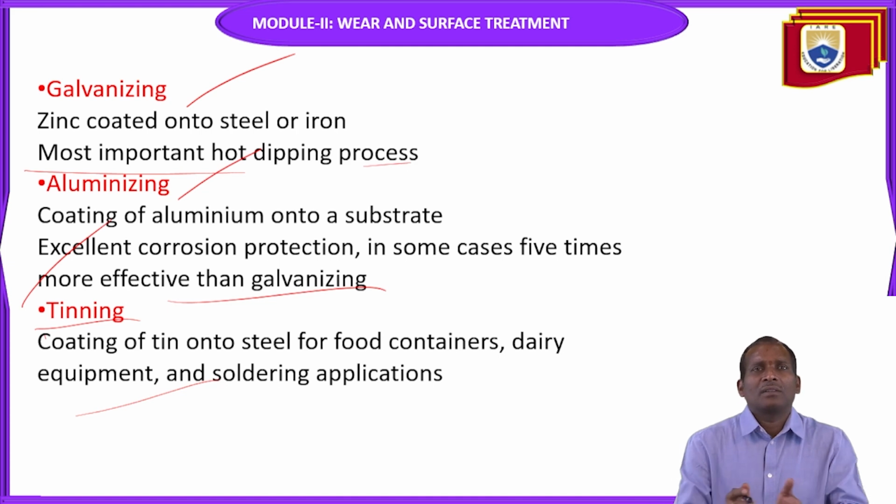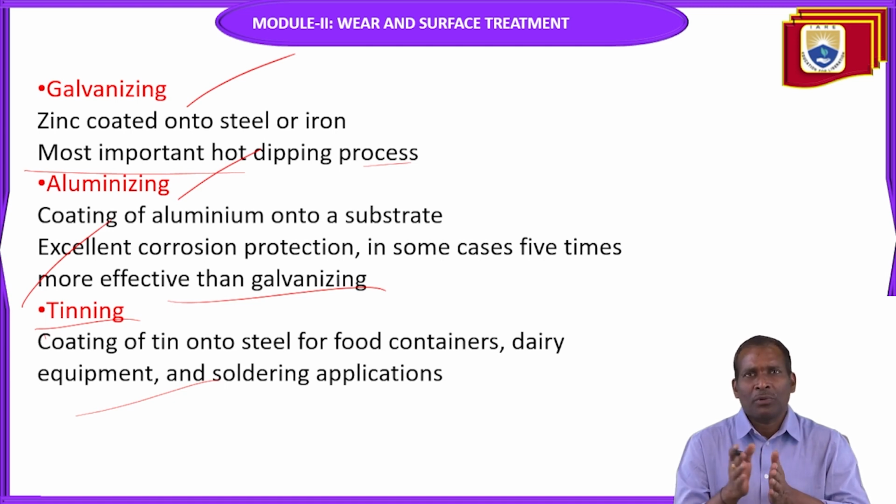So these are the surface treatment methods applied to the manufactured product to improve the mechanical, chemical or electrical properties and to improve the characteristics of the product.